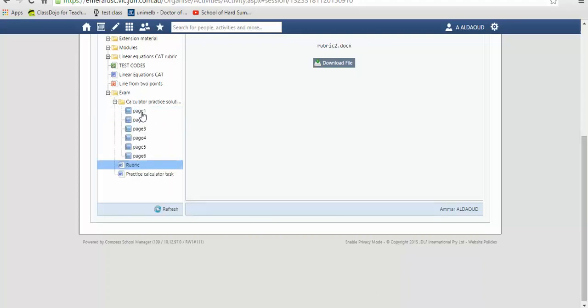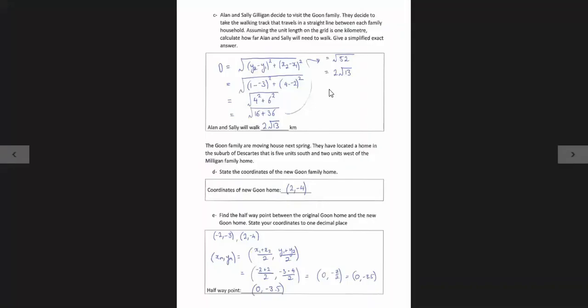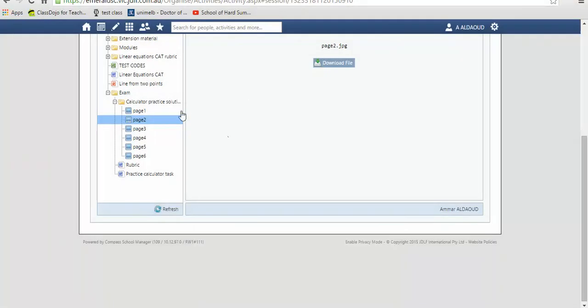Now I've uploaded the solutions for you to view. So you can go here, let's say you want to have a look at page 2, have a look at the file. There you are. So Alan and Sally will walk the route 13 kilometers. The coordinates of the new Goon home are 2, -4. Here are the solutions for you. So that's all 6 pages there. And that covers the calculator task. And there's the rubric, which you can access here, and you have a printed copy, and you should have a printed copy of that practice task as well.